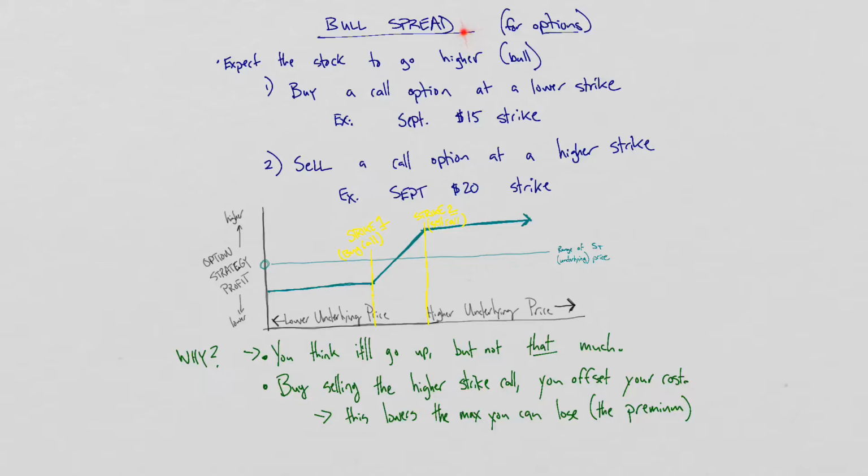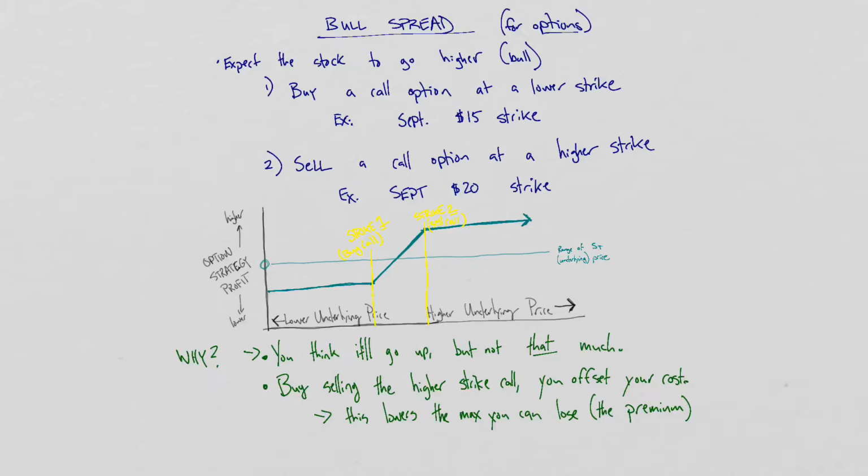One is something called a bull spread. And again, this is for options. You do have bull spreads on futures contracts or futures options. But the main idea behind it, why it's called a bull spread, is that you expect the stock to go higher. And this is kind of your bent, your direction when you're trading this set of options.